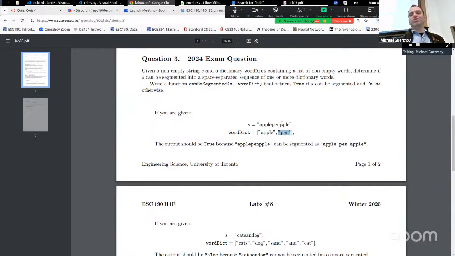And you're given a string, something like apple, pen, pull, okay? So the question is, can you segment this thing? Wait, did I misspell it? Yeah, there should be an A here, sorry. If there were an A here, I'll fix it, then it could be segmented into something like apple, pen, apple.